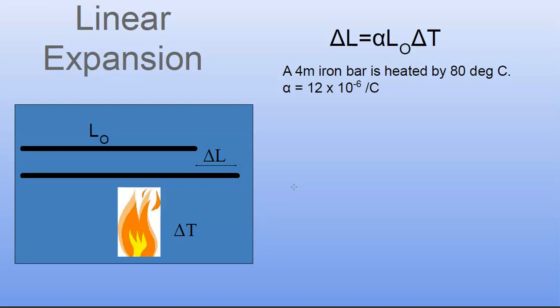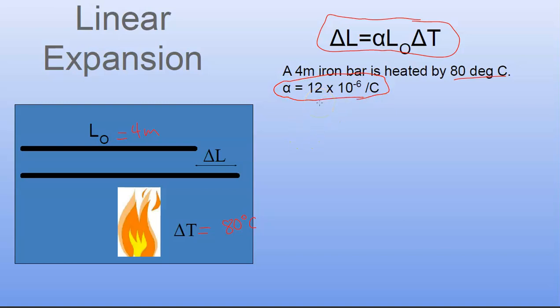Okay, real simple formula. You see it up here at the top. There's nothing too tricky about doing this. It's just multiplying three numbers. But this 4 meters right there is the original length of the bar. And then we're going to heat this thing by 80 degrees Celsius. That's my delta T. And alpha is this constant that just comes off of the table.